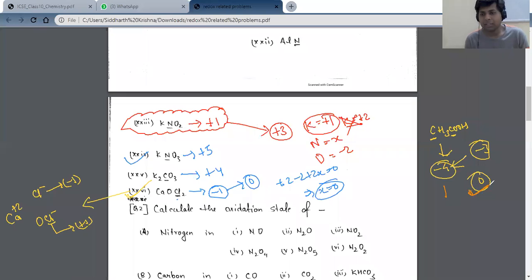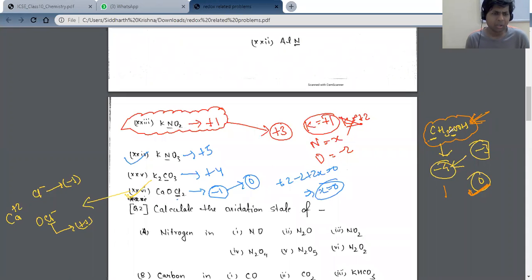How many of you agree with this? Yes, sir. Overall, they are having 0. One carbon has minus 3, one carbon has plus 3. ठीक है. So here carbon will have a charge of 0. Both the carbon together will have 0. Individually, we cannot tell using our formula. For that, we have to study the structure.